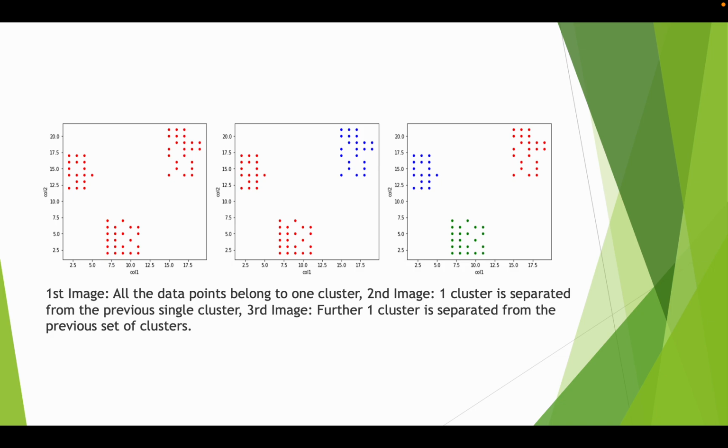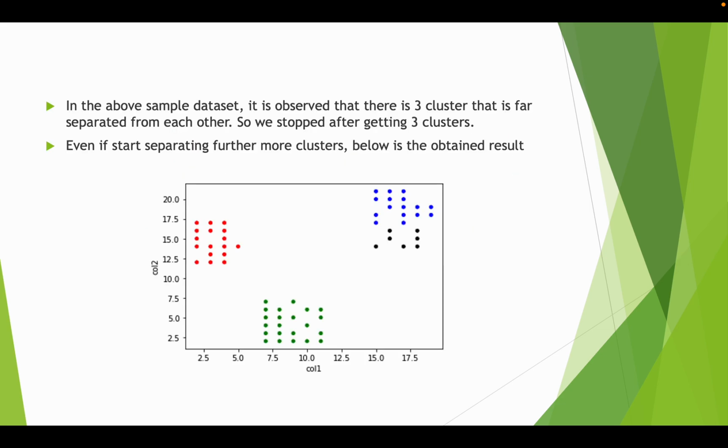Here we have three images where the first image shows that all the data points belong to one single cluster. The second image shows that one cluster is separated from the previous single cluster, whereas the third image shows that one more cluster is separated from the previous set of clusters. As we've seen in the sample dataset, there are three clusters that are far separated from each other, so we stopped after getting three clusters. If we start separating further clusters, we get this result.